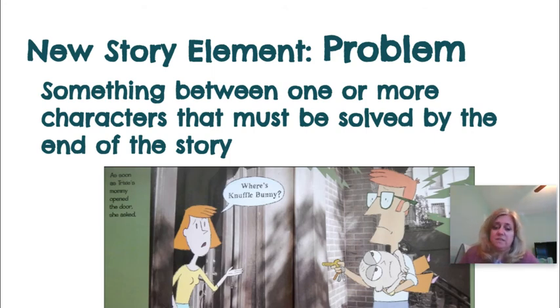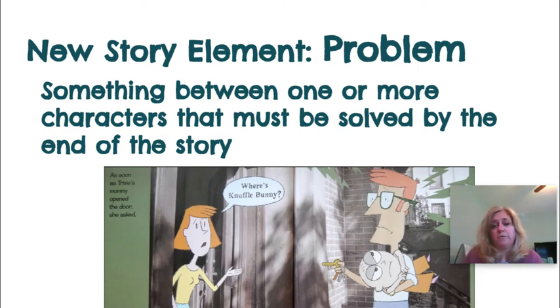One interesting thing is with chapter books, there's usually more than one problem and solution in the chapter book. And usually every chapter has a problem and solution. So you're going to be talking about problem and solution for years and years and years.